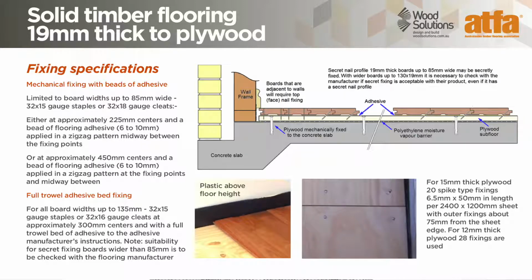Some care is needed if considering 130mm wide boards, as most manufacturers only recommend this board size for top nailing into battens or joists. Note also that with secretly fixed floors, some top nailing near walls is to be expected.